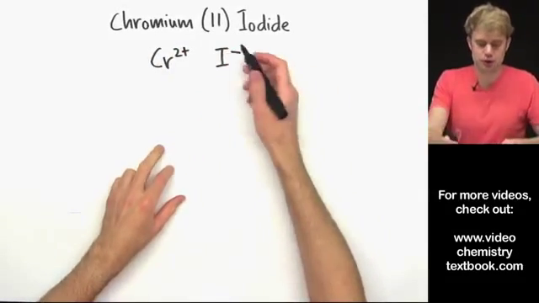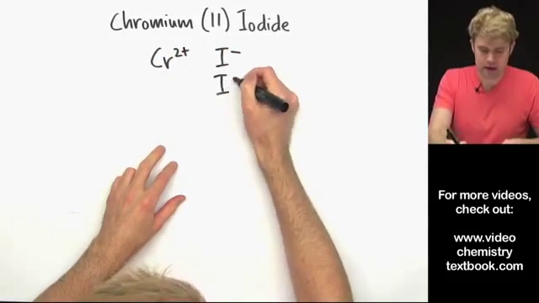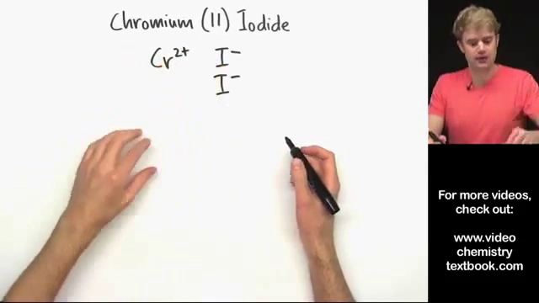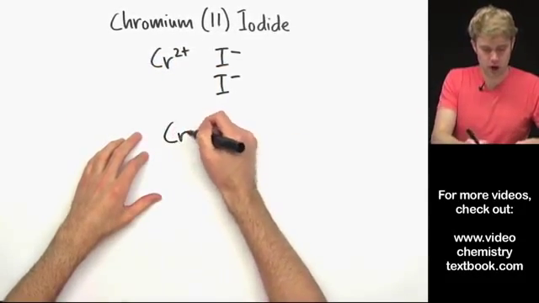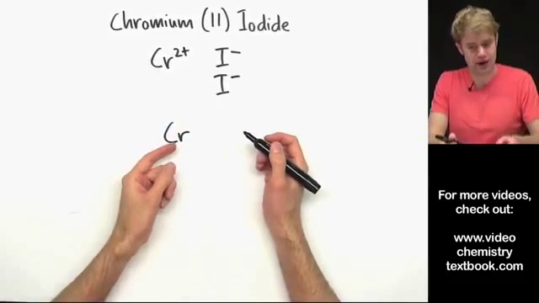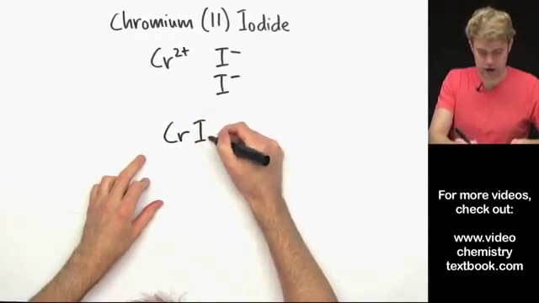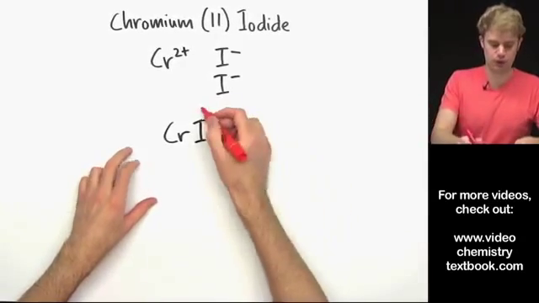So to get this to balance, we'll add one more iodide. So now we have 2+ here and 2- here. Now we write the formula. We have Cr. We have one of them, so we don't write anything after that. And then we have 2 of the iodides, so I do I2, and that is the formula.